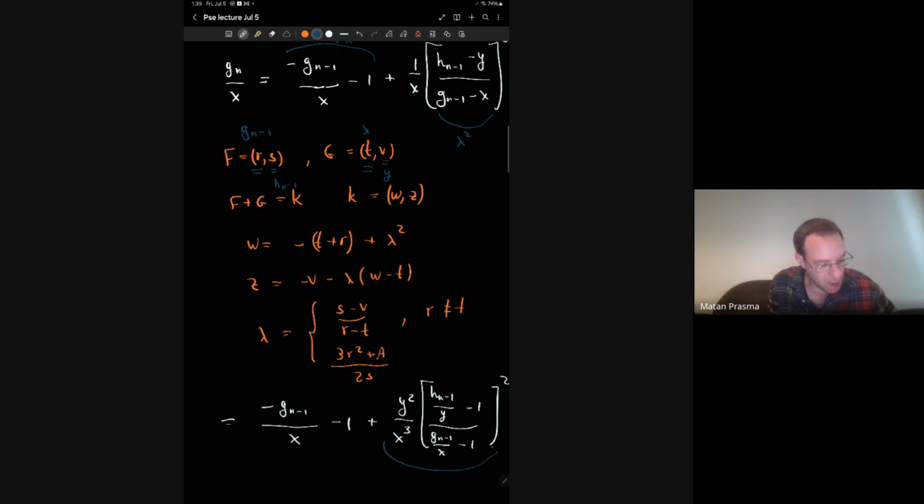So what I did here, in the second term, in this blue part, I multiplied by y squared from outside and divided by y squared from the inside. But dividing by y squared from the inside, I mean, I need to divide by y because I have this square here. And of course I did it because I want to use the inductive step. And the inductive step tells me things about hn minus 1 divided by y and gn minus 1 divided by x.